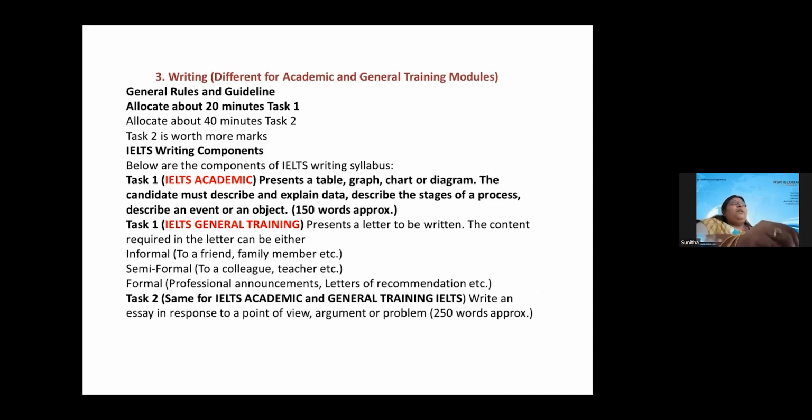And in general task 1, it is letter writing. It can be a formal, informal, or semi-formal letter. And task 2 is the same for both academic and general IELTS, where an essay is a response to a point of view, whether an argumentative or expository essay or a problem essay or anything. You should write approximately 250 words, and the time given for writing task 2 is 40 minutes.